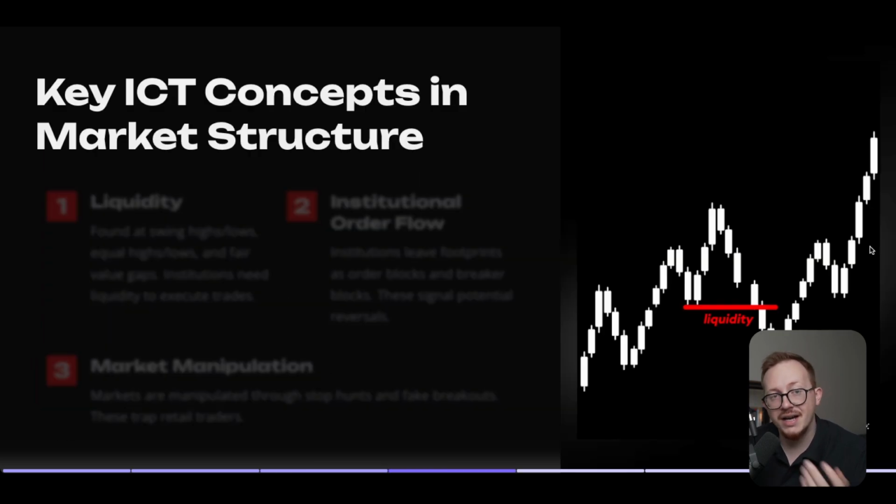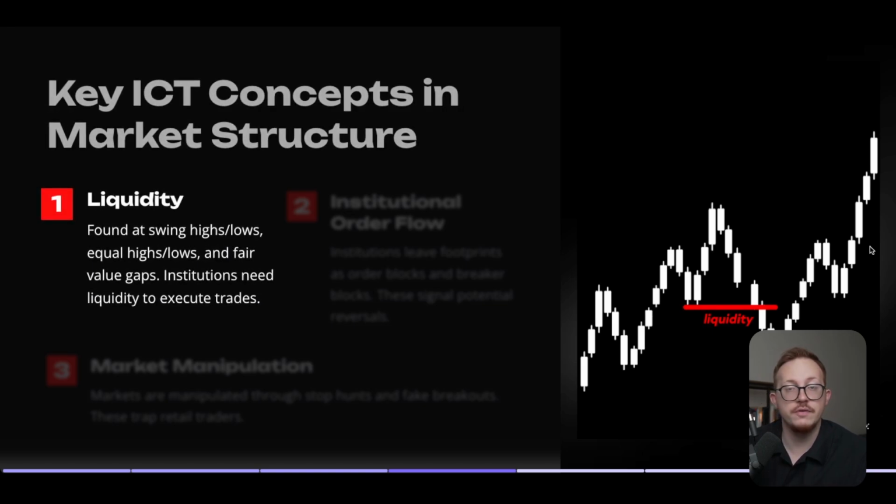Now, some key ICT concepts I think you can't miss, or basically that you want to use together with market structure. First of them, very easy, liquidity. It is found at swing highs and lows, equal highs and lows, and fair value gaps. Institutions need liquidity to execute trades. So if you're moving around a lot of money, you cannot do that without having a lot of counter liquidity, right? You need a lot of, let's say, buys in the market if you want to push a massive sell, and vice versa. Smart money will always hunt for liquidity if there is a big move following up.